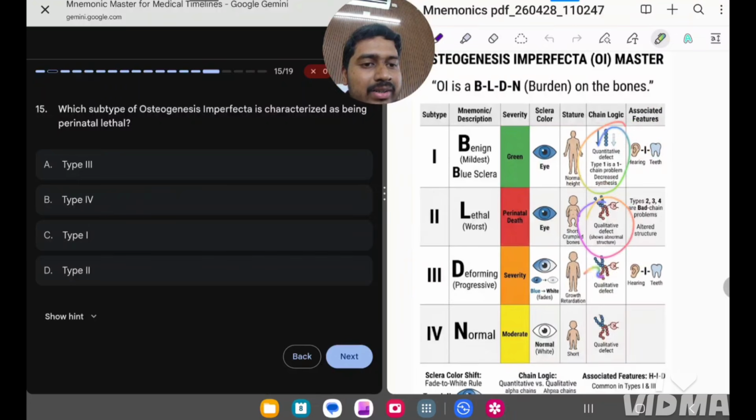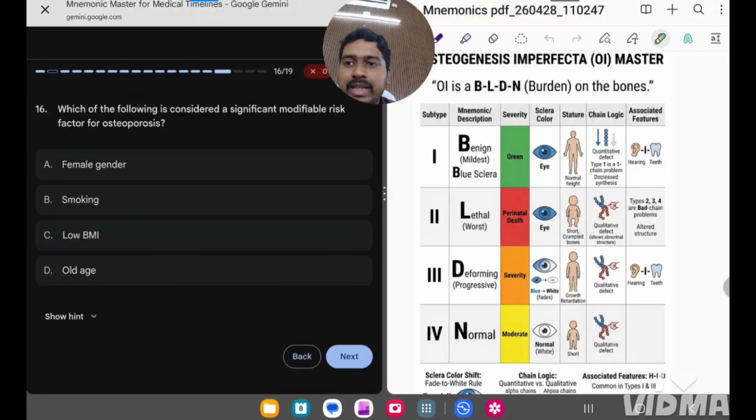Okay, what is the defect? Go through all of this using the mnemonics. So for our question, which type is characterized as perinatal and very lethal? It is type 2, no doubt in that. Next, which of the following is considered a significant modifiable risk factor for osteoporosis? For this, no need of anything. Smoking, the only modifiable factor.